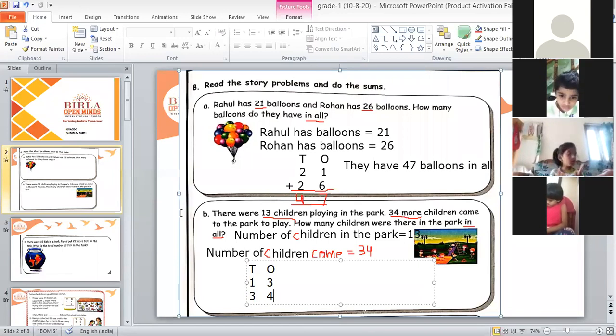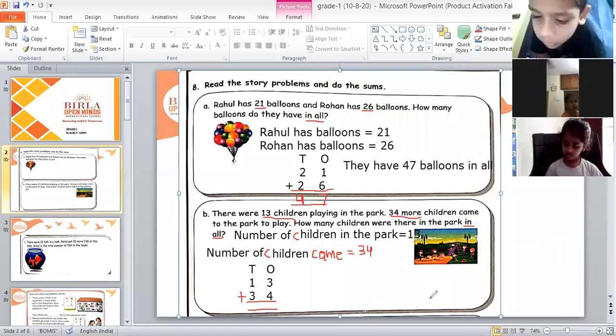Okay. So now what you have to do? You have to put a plus sign. We will put the plus sign beside this 3 in tens place, children, and we will draw here 2 lines. Now we have to add the numbers in ones place, and in ones place the numbers are 3 and 4.